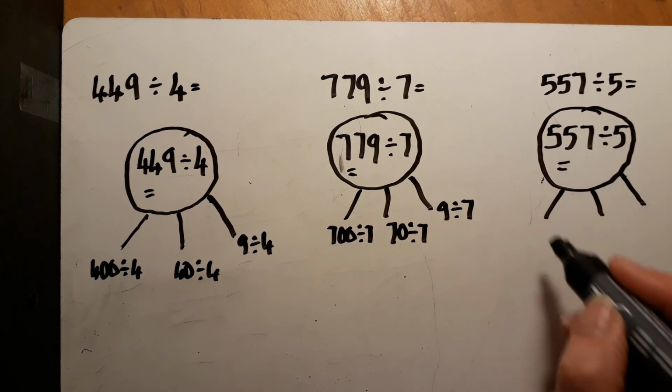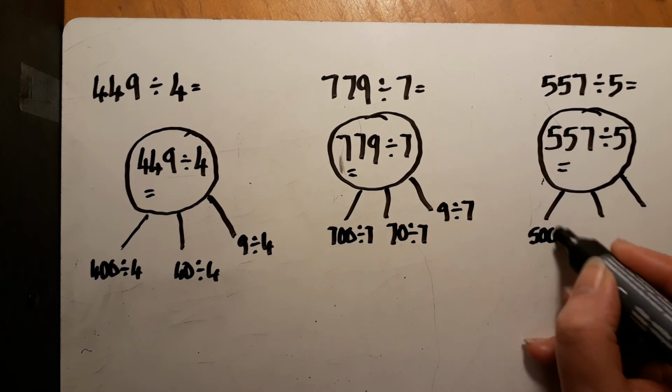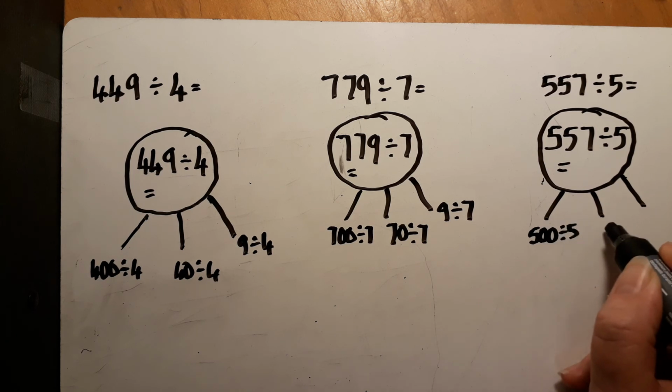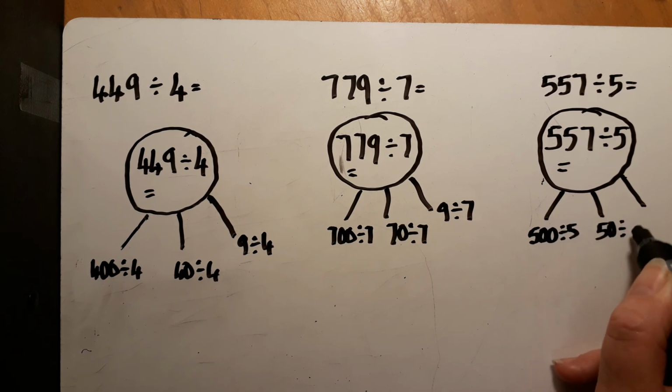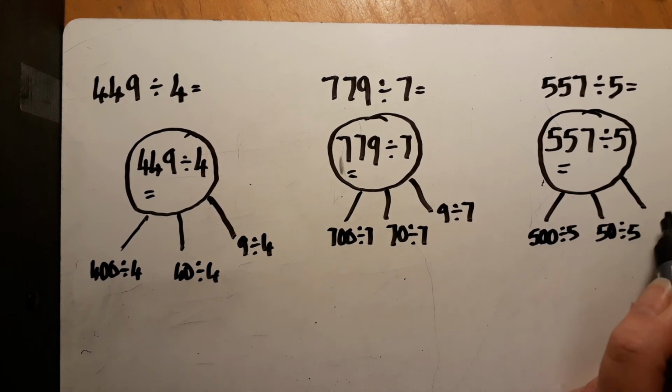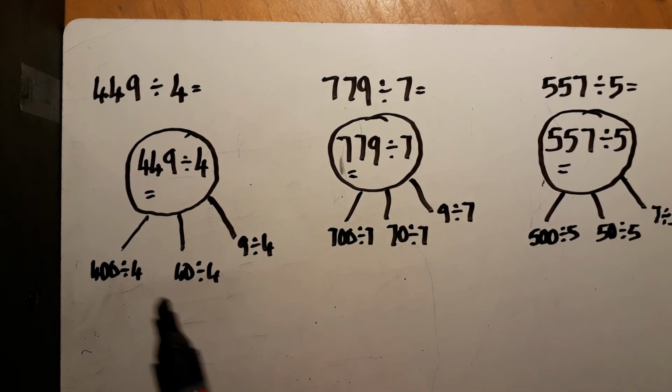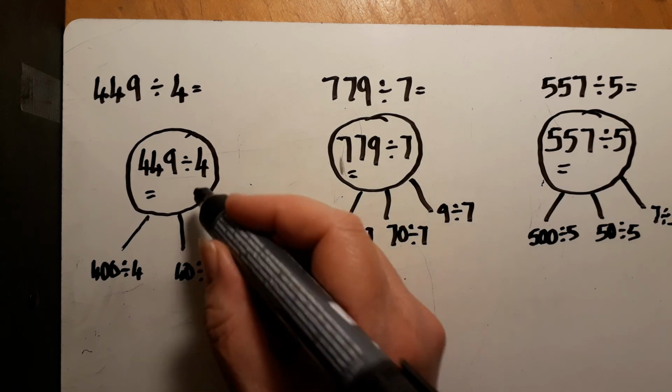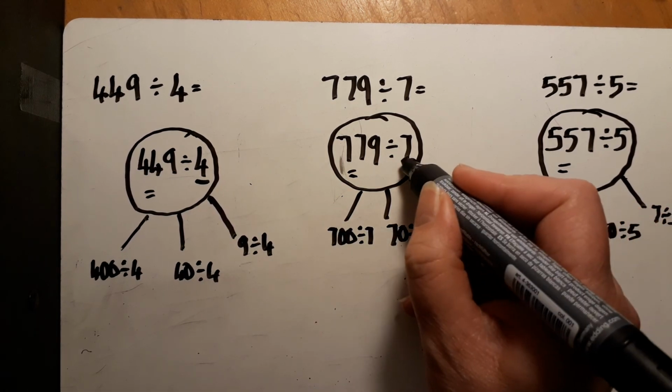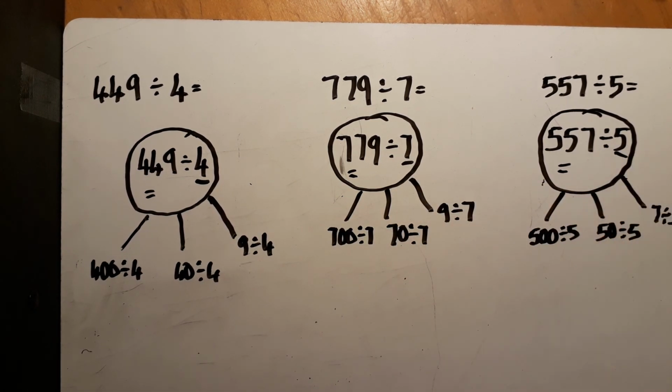And here, 500 divided by 5, and 50 divided by 5, and 7 divided by 5. Then you should be able to work out the number of groups for each divisor. In this one it's 4, in this one it's 7, and in this one it's 5. So see whether Lee is correct or not.